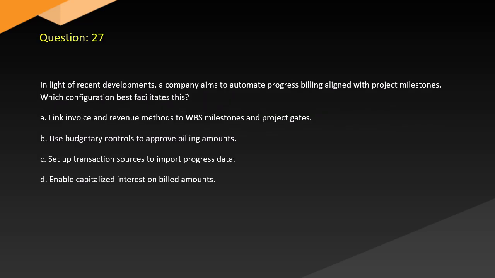Question 27. In light of recent developments, a company aims to automate progress billing aligned with project milestones. Which configuration best facilitates this? A. Link invoice and revenue method between milestone and project gates. B. Use budgetary controls to approve billing amounts. C. Set up transaction sources to import progress data. D. Enable capitalized interest on billed amounts.